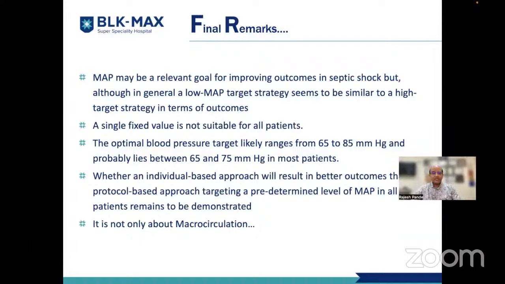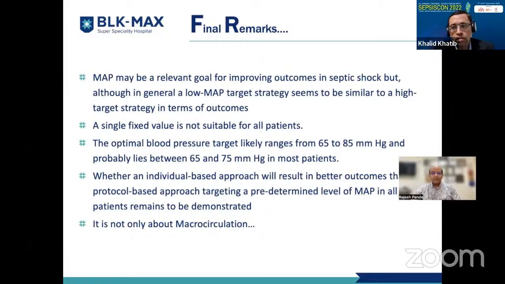My final concluding remarks: MAP may be a relevant goal for improving outcome in septic shock, but although in general a low MAP strategy seems to be similar to a high MAP strategy in terms of outcome, a single fixed value is not suitable for all patients. The optimal blood pressure target likely ranges from 65 to 85 millimeters of mercury and probably lies between 65 and 75 in most patients. Whether an individualized approach will result in better outcomes than a protocol-based approach, targeting a predetermined level of MAP as we do currently, remains to be demonstrated.